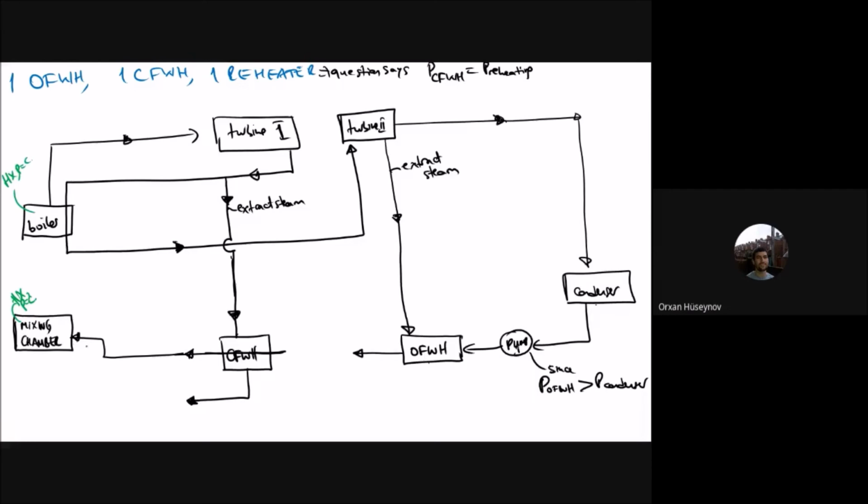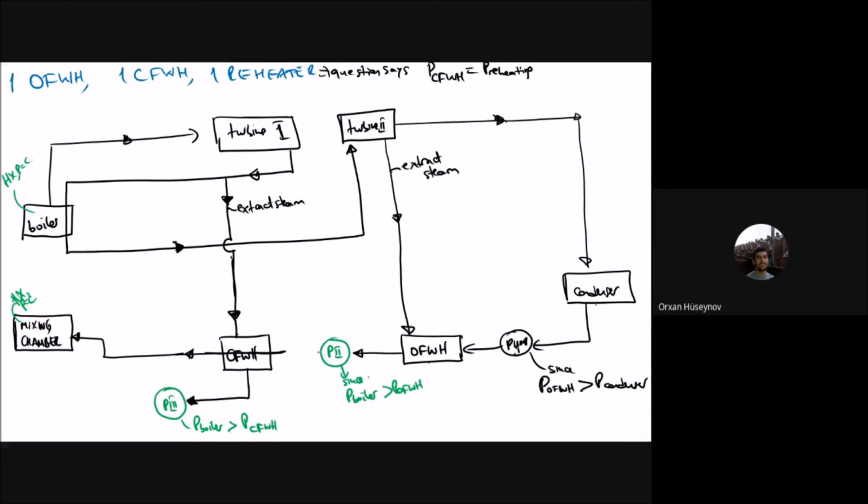So it means that the pressure that leaves the open feed water heater should be the same as the boiler pressure, and the closed feed water heater should be the same as the boiler pressure. So I should add a pump here. So I have another pump here and another pump here. Okay, so this one will be the second pump, and this one will be the third pump. Okay. So why do we need it? Because P boiler is more than P condenser, closed feed water heater, and this one is since P boiler is more than P open feed water heater.